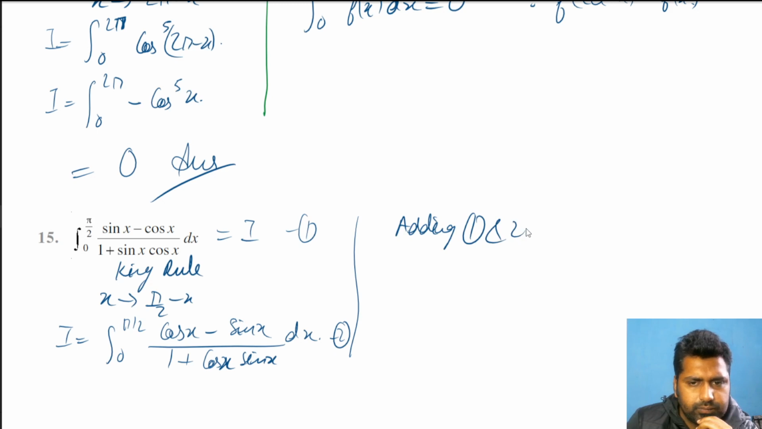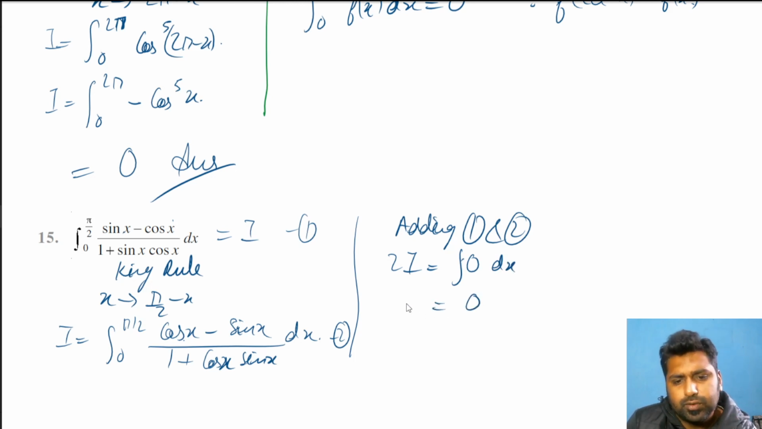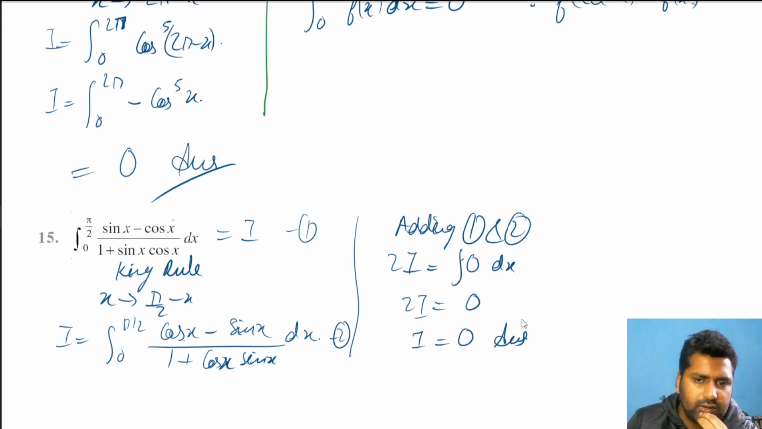Adding 1 and 2, we get 2I is equal to, look at the numerator, sin x will cancel sin x, cos x will cancel cos x. So 2I is equal to 0. Integration of 0, we don't have to solve anything, it's 0. So 2I is 0, I is also 0. Okay.